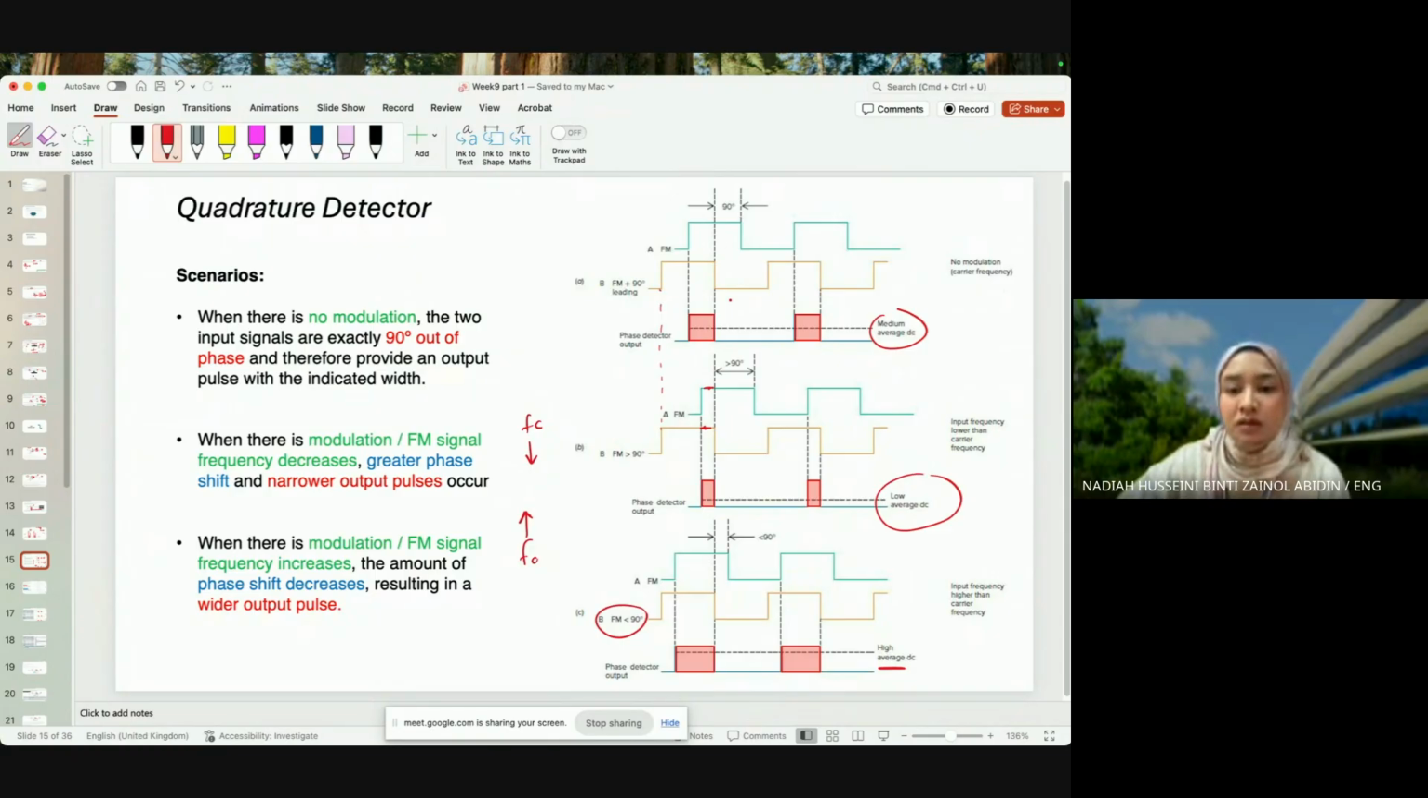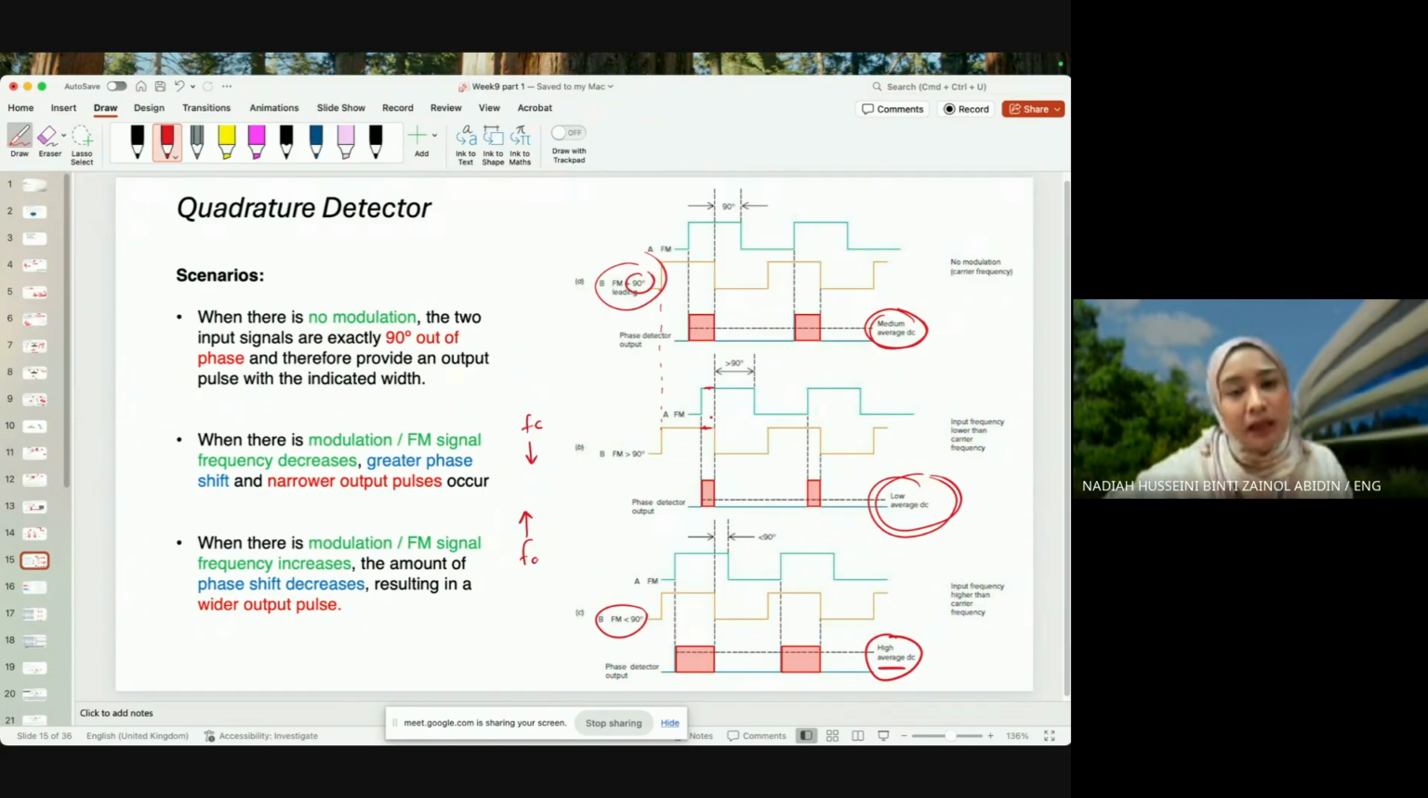So why is the voltage detection here important? Because the voltage tunes our VCO later. So this is very important for us to understand how the phase detector works. Again, we have three scenarios. This is when there's no signal, meaning this is when FM is equal to FC. Therefore, the difference between A and B is exactly 90 degrees because that's the default.